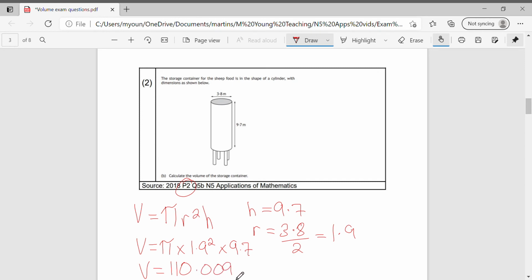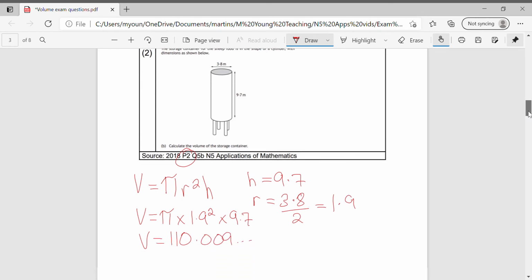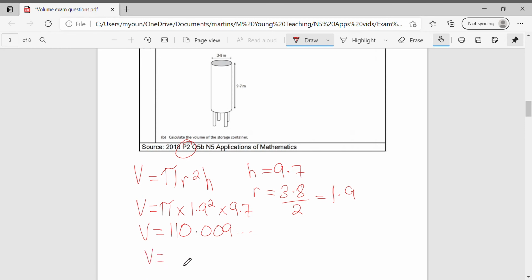110.009... It doesn't tell me to round to anything, so I'm just going to round to two decimal places, so 110.01, 2 decimal places, and make sure you put in the units. Well, we're given meters, so it's got to be cubic meters, and that's that question done.